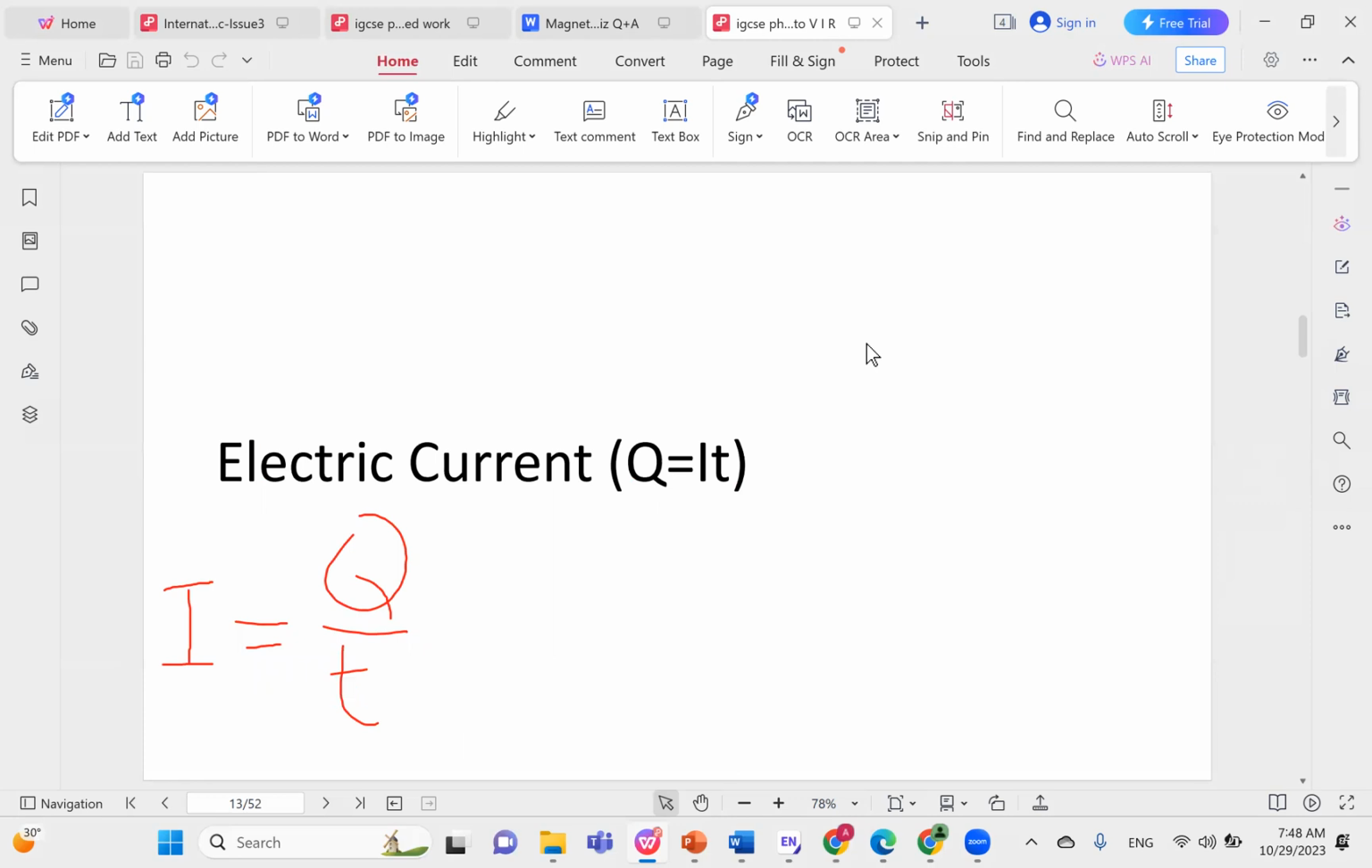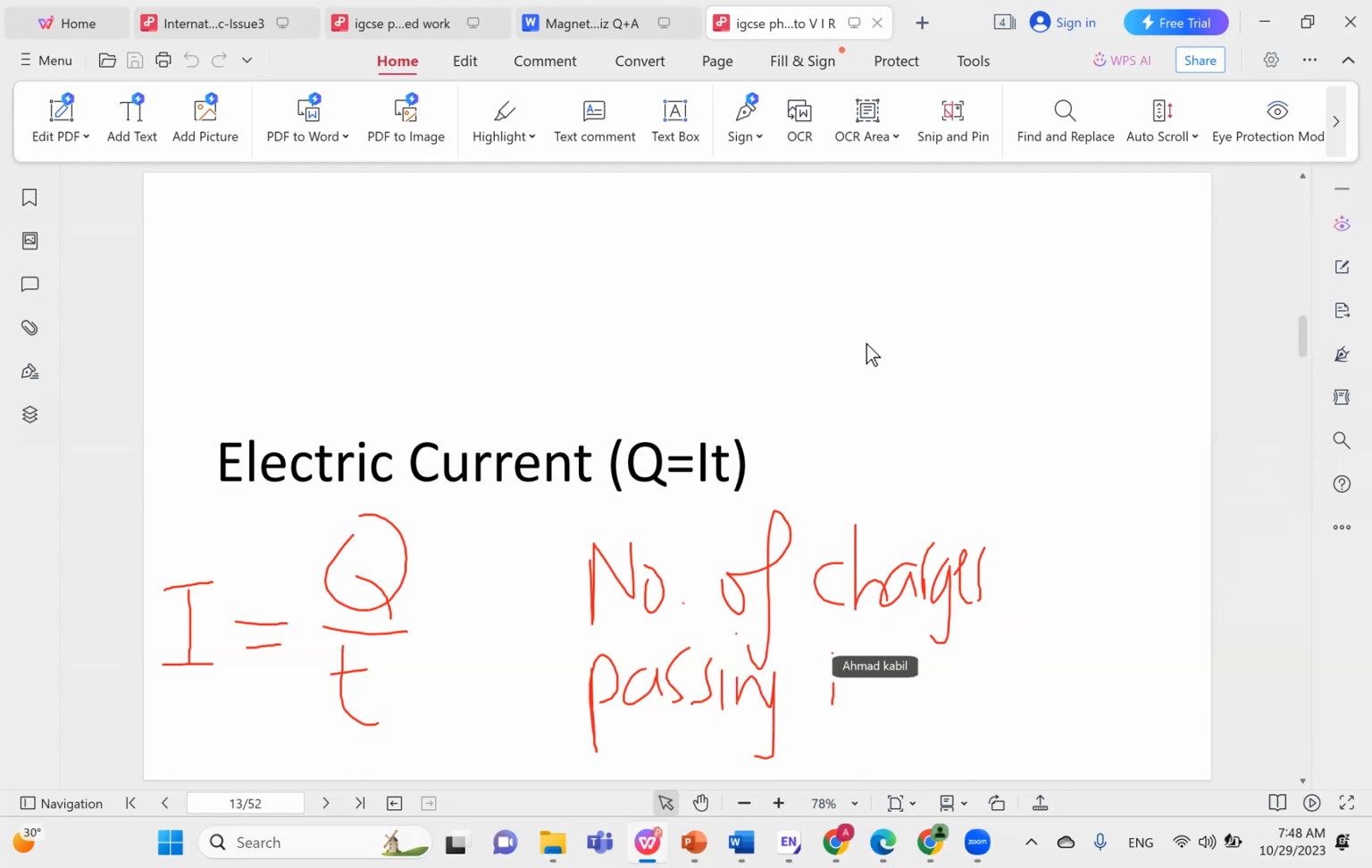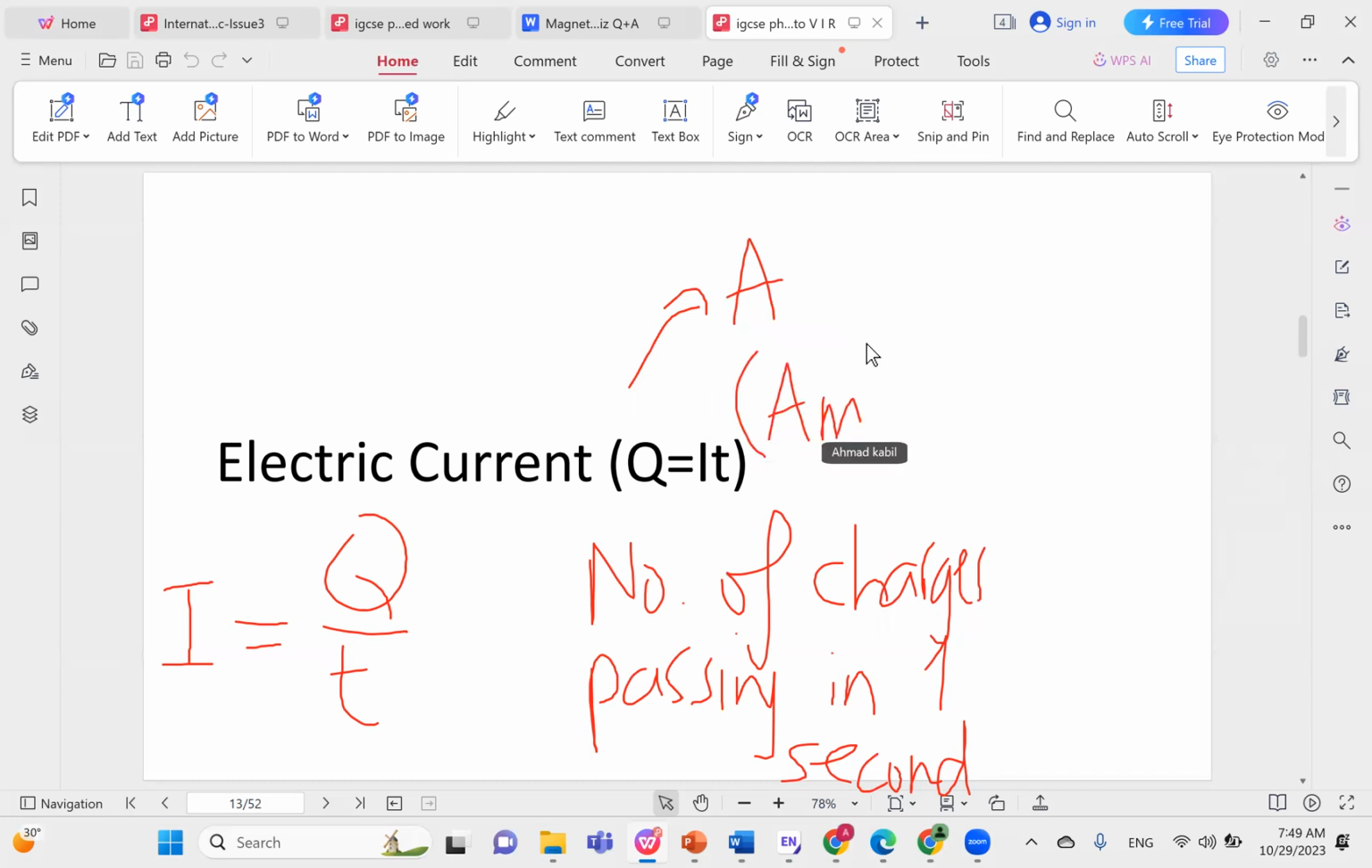So this is basically the number of charges passing a certain point, for example, in 1 second. Charge over time, the number of charges passing a point per second. So if I have 1,000 charges passing in 1 second, then my current is 1,000, which of course is very high. If I have 20 charges passing in 1 second, then the current is 20 amperes. And the unit for current is A, which stands for amperes or amps.